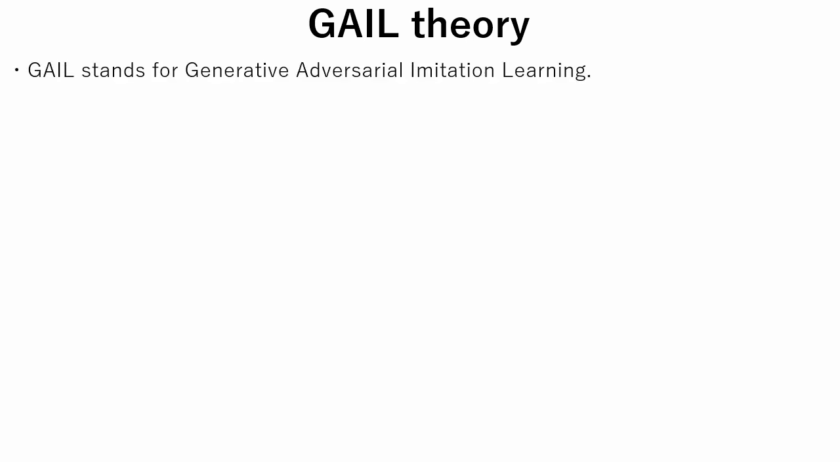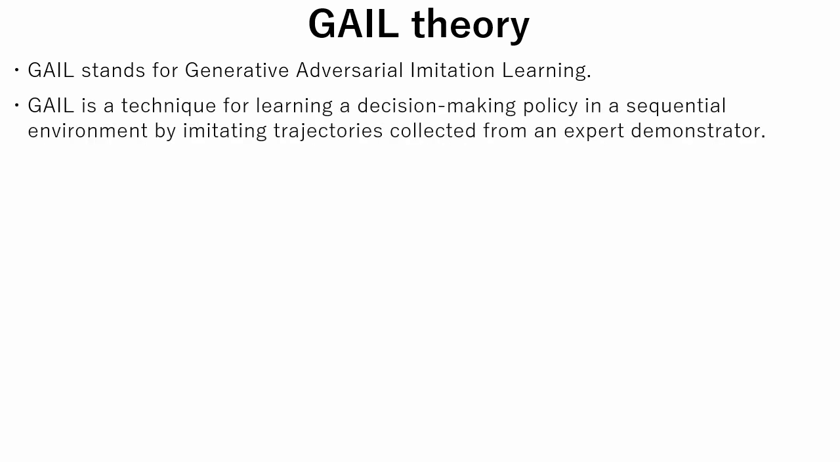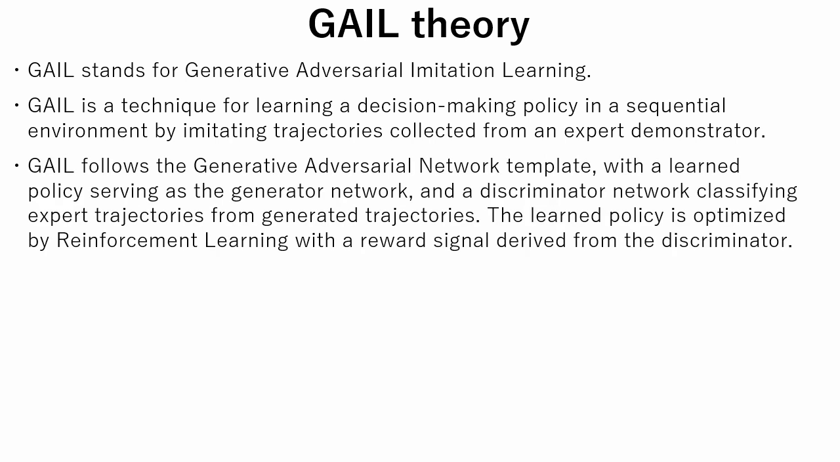Now let's see the theory. So, what is GAIL? GAIL stands for Generative Adversarial Imitation Learning. GAIL is a technique for learning a decision-making policy in a sequential environment by imitating trajectories collected from an expert demonstrator. GAIL follows the Generative Adversarial Network template, with a learned policy serving as the generator network, and a discriminator network classifying expert trajectories from generated trajectories. The learned policy is optimized by reinforcement learning with a reward signal derived from the discriminator.